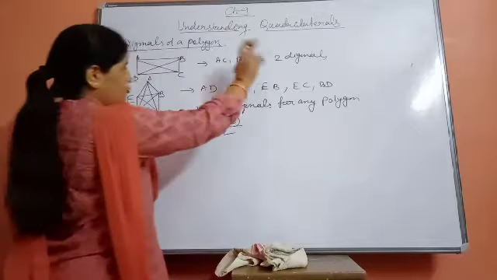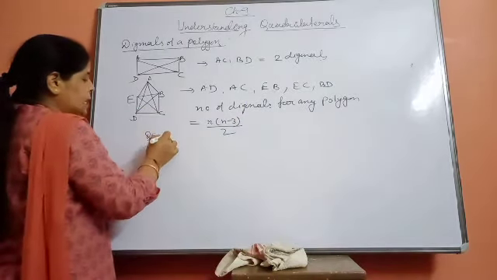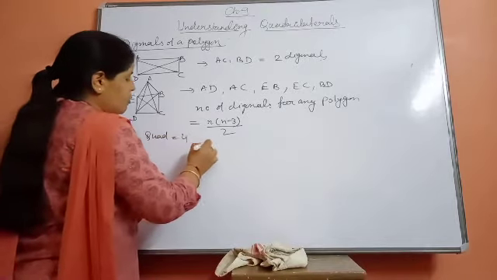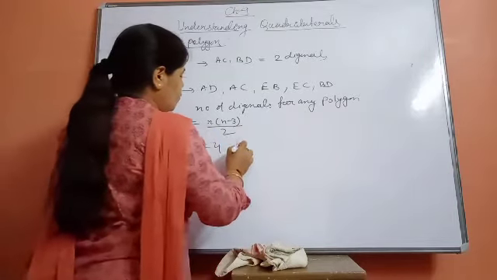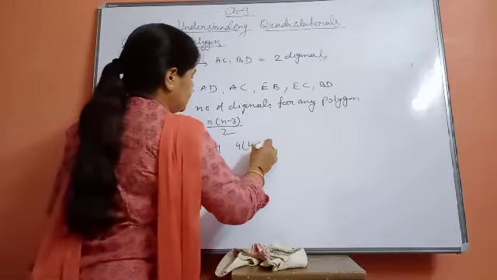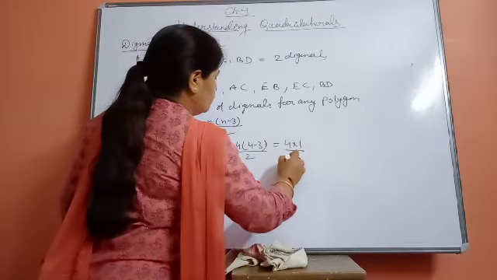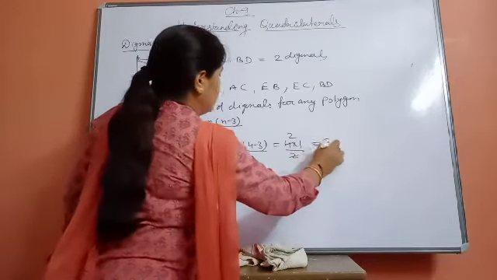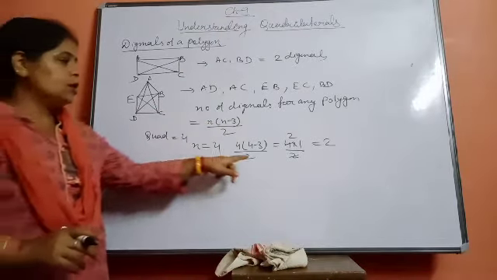Now we are going to verify it for a quadrilateral. A quadrilateral has how many sides? 4. So what will be the value of n here? 4. Put the value here: 4 into 4 minus 3 upon 2, which is 4 into 1 upon 2. 2 twos are 4, 2 ones are 2. How many diagonals will come? 2. So for any quadrilateral you get 2 diagonals.